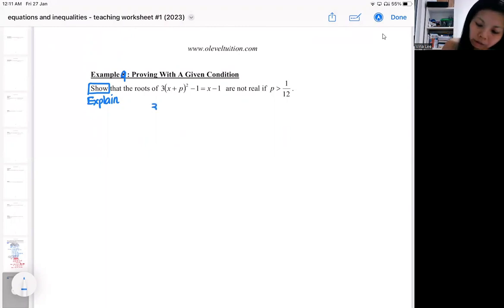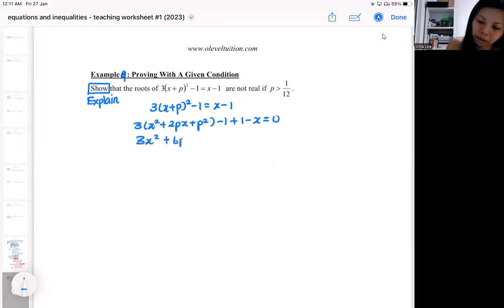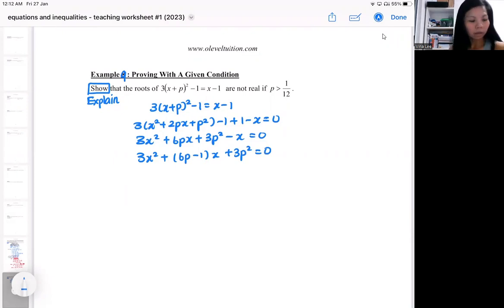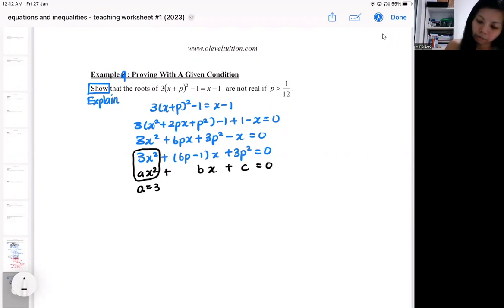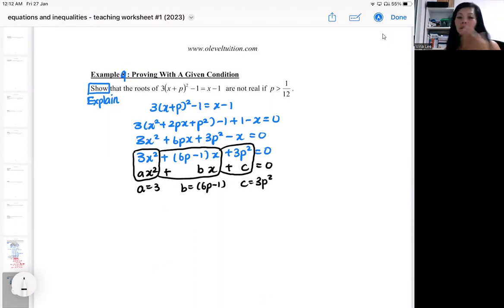If I want to use the discriminant, again, I got to get my ABC correct first. So I need to execute my ABC. You need to expand out very carefully and make sure you group them correctly. So make sure you are able to group them in such a way that you can compare your ABC. B is always the coefficient of X. C is always the constant. Constant means it doesn't contain X. So 3p squared doesn't contain X.